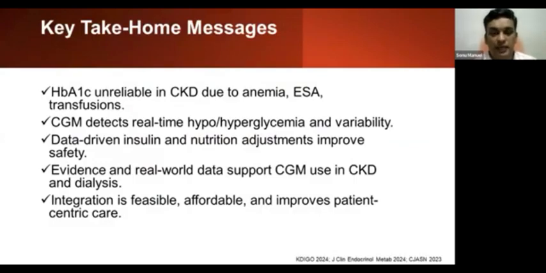Now, my key take-home messages will be: HbA1c is unreliable in chronic kidney disease due to anemia, erythropoietin supplementation, and transfusions. CGM is able to detect real-time hypo- or hyperglycemia and variability. Data-driven insulin and nutrition adjustments improve safety. Evidence and real-world data support CGM use in CKD and dialysis. Integration is feasible, affordable, and improves patient-centric care.